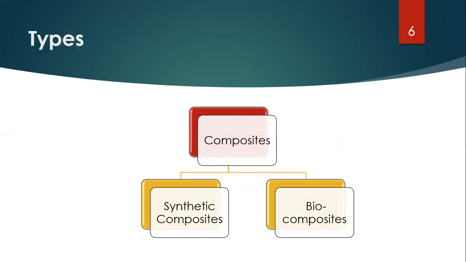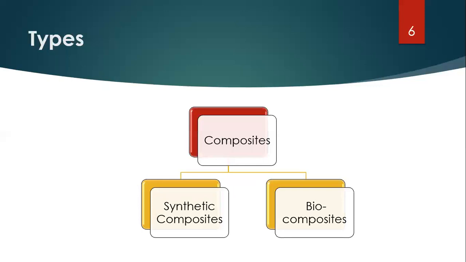There are two types of composites. The first one is synthetic composites and the second one is biocomposites. We classify them on the basis of the fiber. Synthetic composites are man-made, based on chemicals such as petrochemicals, mostly derived from nylon, etc. And the fibers we use in synthetic composites are carbon fiber, glass fiber, etc.